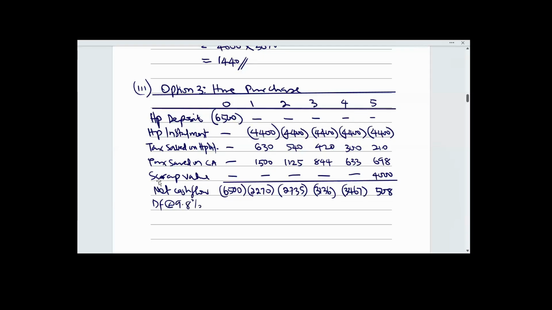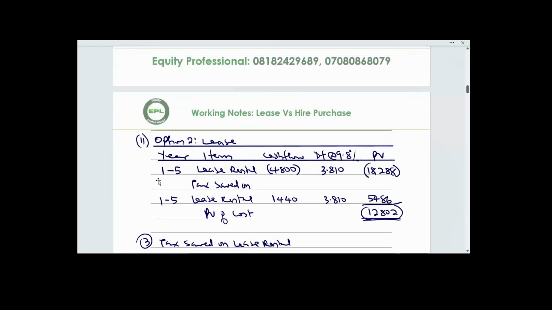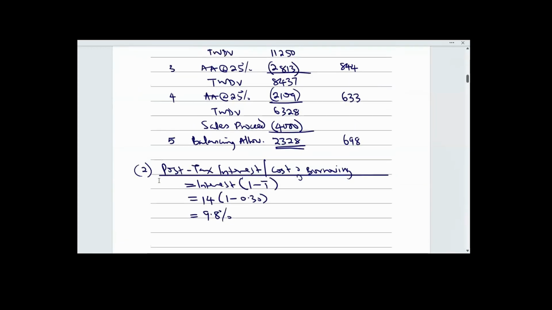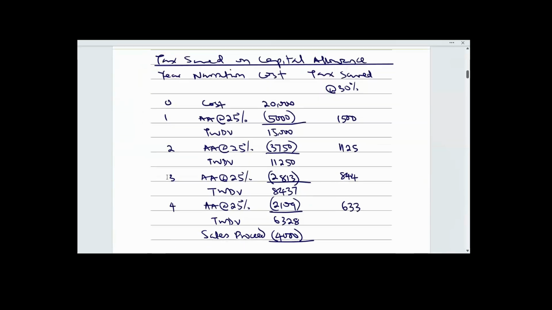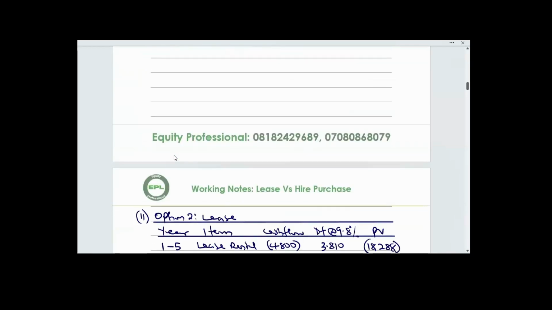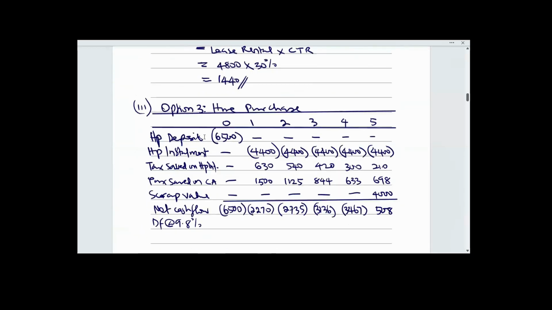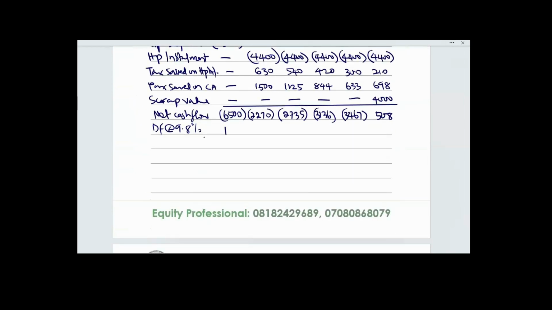Discount factor 0.911. Please be calling the discount factor for me. Here is 0.911. Then year two, what do you have? 0.829. Year three, 0.755. Year four, 0.688. And then year five, 0.627.